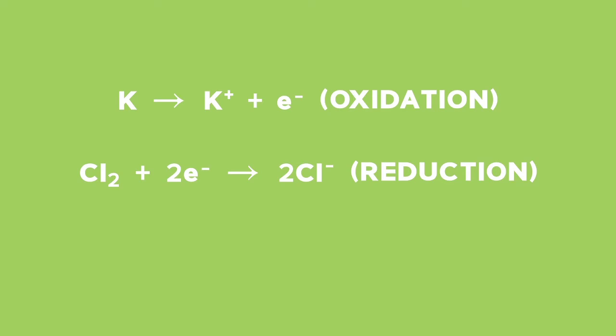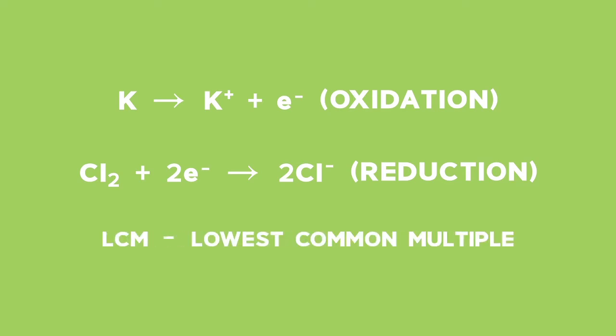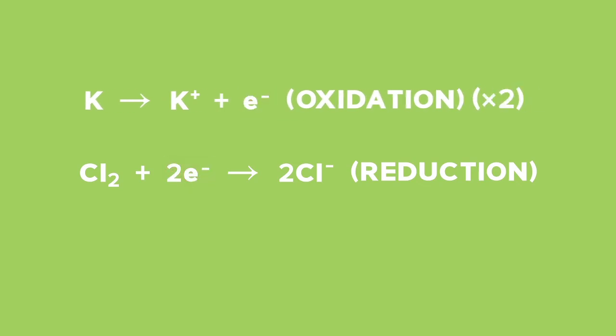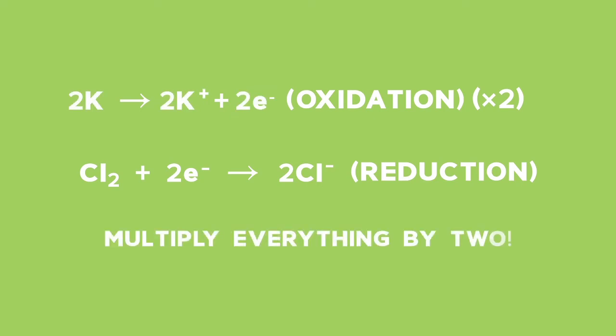The way to do that is to find the LCM, or lowest common multiple. 2 from the chlorine, 1 from the potassium means that the lowest common multiple is 2. So, we need to multiply the potassium reaction by 2 to make the electrons equal. Be sure to multiply everything by 2.